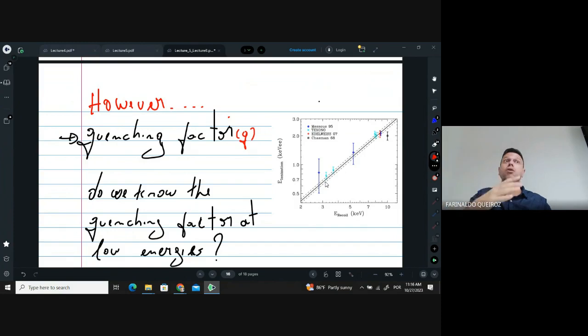Okay? Because the total energy is not going into ionization only, it can go into something else. So this ratio between the total and the part that goes into ionization is called the quenching factor. That's the ratio of the energies. Okay? Fine? All right. So usually they define Q like this: E ionization over E recoil.